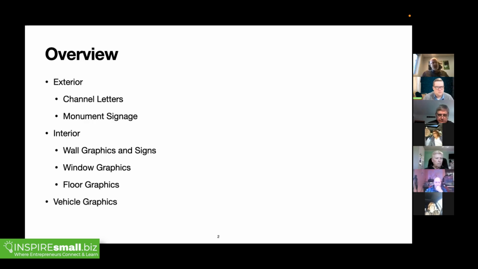So in general, there are 3 different categories of signs that we help with: exterior, interior, and vehicle graphics. I'll break down each of these a little bit further. For the exterior, there tend to be channel letters or monuments. The interiors have your wall graphics and signs, which I'll get to later, which would be lobby signs, window graphics, floor graphics, and then the vehicles.